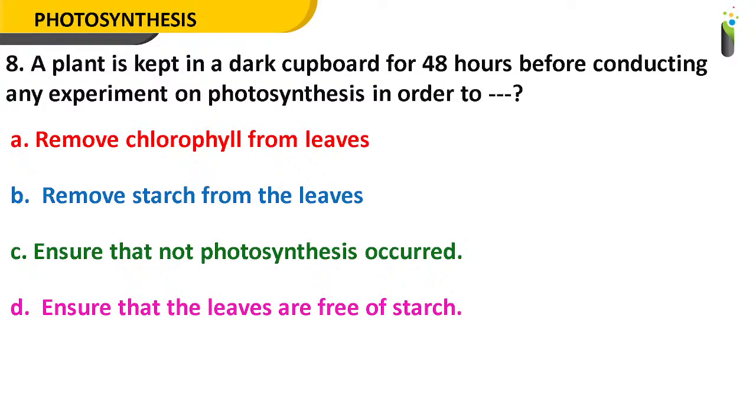Answer. You might have read about this. Well, the answer for this question is D. This is to ensure that the leaves are free of starch. So a plant is kept in a dark cupboard for 48 hours before conducting any experiment on photosynthesis in order to ensure that the leaves are free of starch.